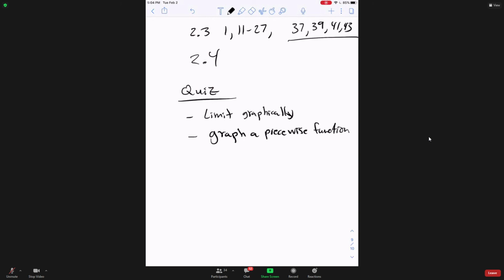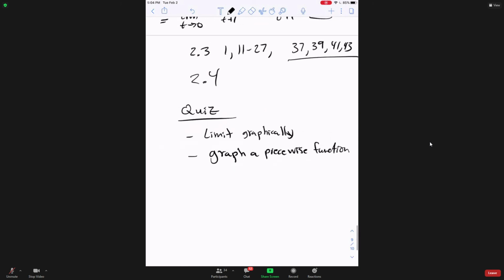So I'm looking forward to looking at those. You should have it done by tonight. And then that's pretty much it. So just keep in mind, 2-4, you can do the whole assignment. 2-3, don't do these last four questions that I just underlined right here. So we'll finish that up and then we'll start 2-5 on Thursday and we should be good.